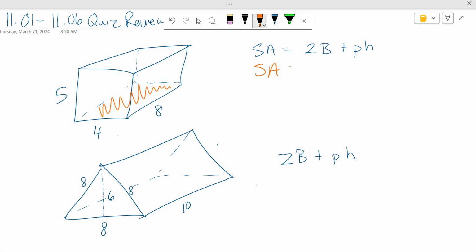The surface area equals 2 times 32, because that's the area of 4 times 8, plus the perimeter of the base. What's the perimeter of the base? 24, because it's 4 plus 8 plus 4 plus 8, which is 24. What's the height of the prism? 5. So this is 64 plus 120, which is 184.